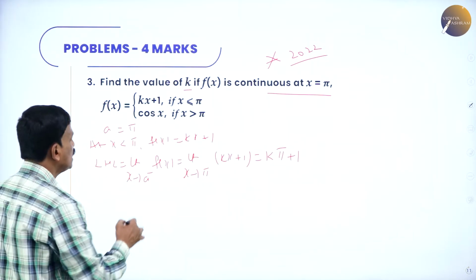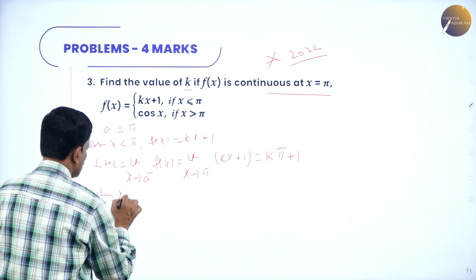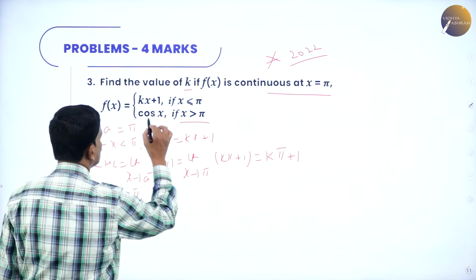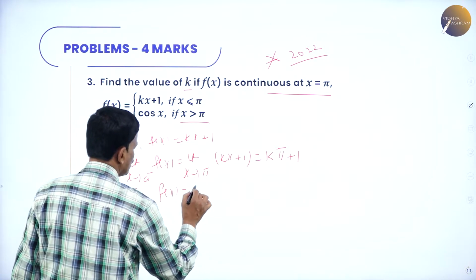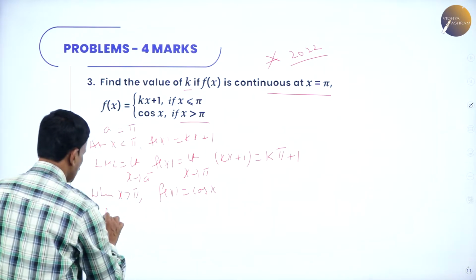Left hand limit. Again, when x is greater than pi, f of x is defined as cos x. Now, you will get the right hand limit.